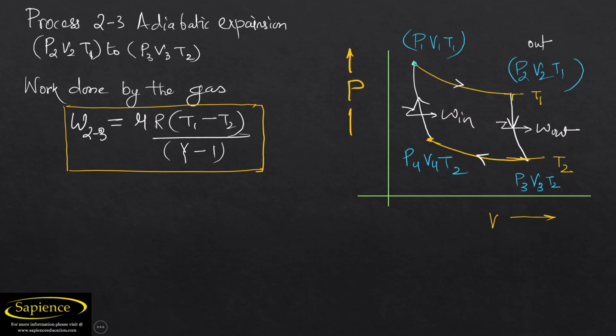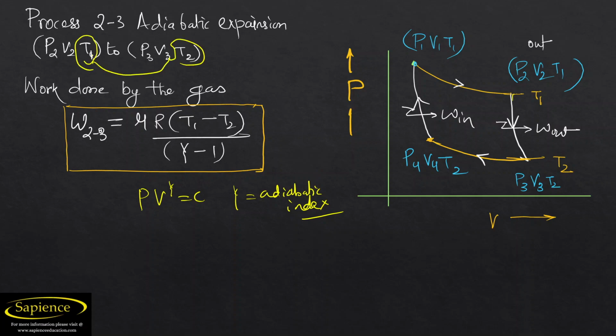So here from process 2 to 3, the temperature will change, that is T1 and T2. And since it is an adiabatic process, it has a formula: P V to the power gamma is equal to constant. So here gamma will be used, where gamma is the adiabatic index. Here you have seen that temperature is being changed from T1 to T2, and pressure, volume, as well as all these things have changed.